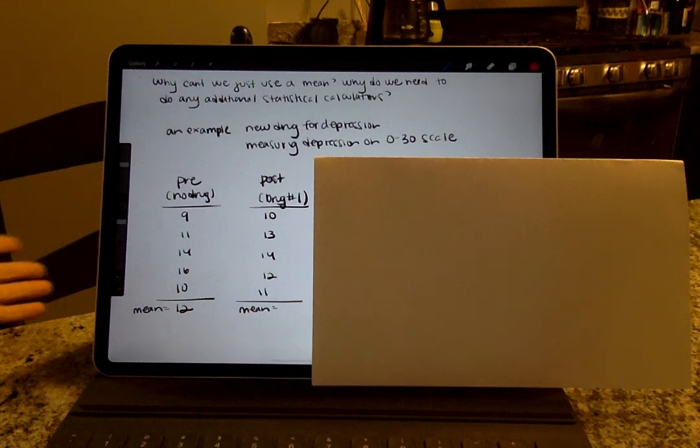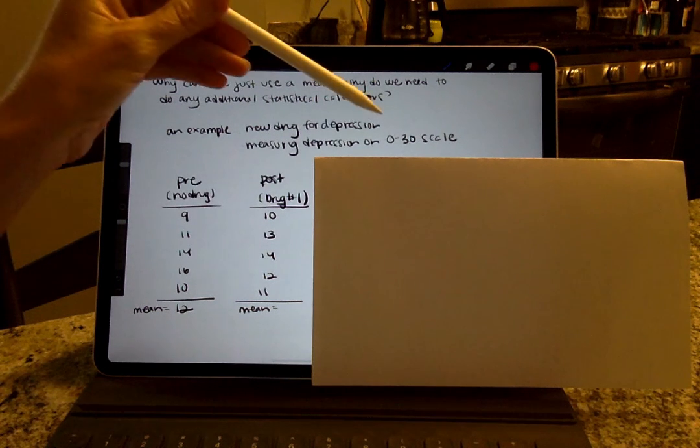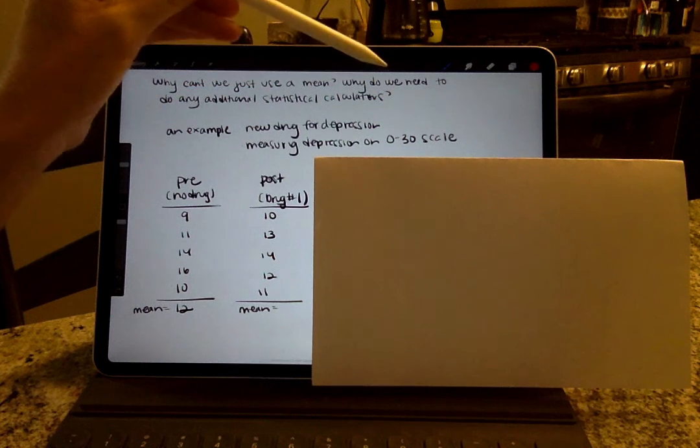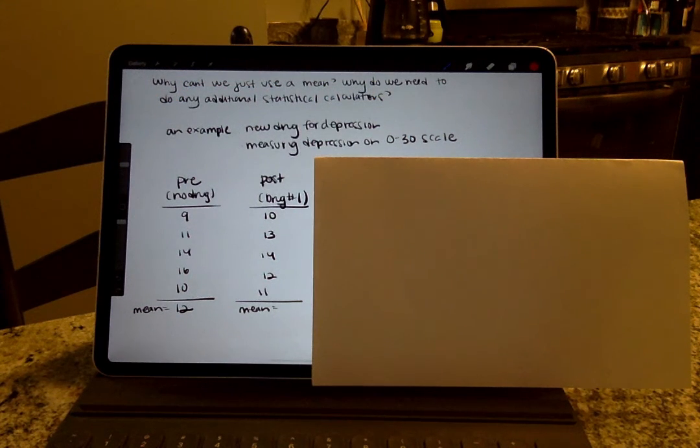In order to illustrate this, we're going to do a sample study where we assume we're a pharmaceutical company marketing a new drug for depression. For the purpose of this study, we're going to assume that we're measuring depression on a 0 to 30 scale, where a 0 means you have no depression and a 30 means your depression is at the highest level possible.